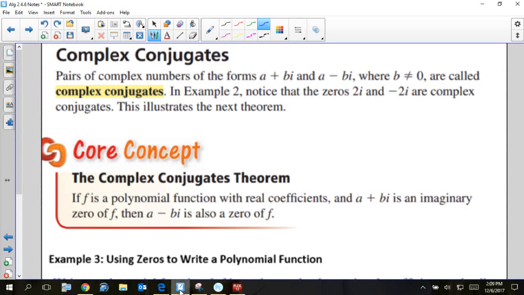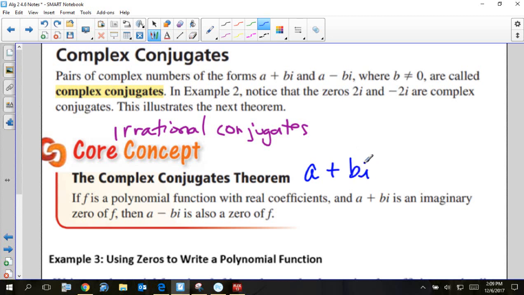Okay, so this is called the complex conjugate theorem. On Friday, it was called the irrational conjugate theorem. These two theorems from Friday and today are completely related, so the work is going to be very similar. When we have complex conjugates, we'll have some number plus an imaginary number, and the conjugate of that would be that same number minus the imaginary number. Those are conjugates, when we have the same first and last terms, but one is plus and one is minus.